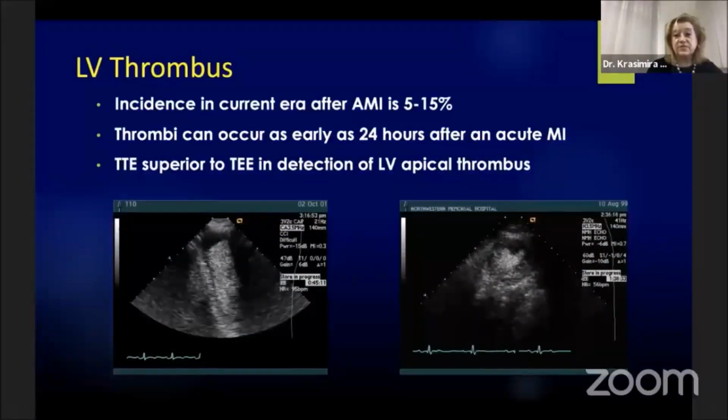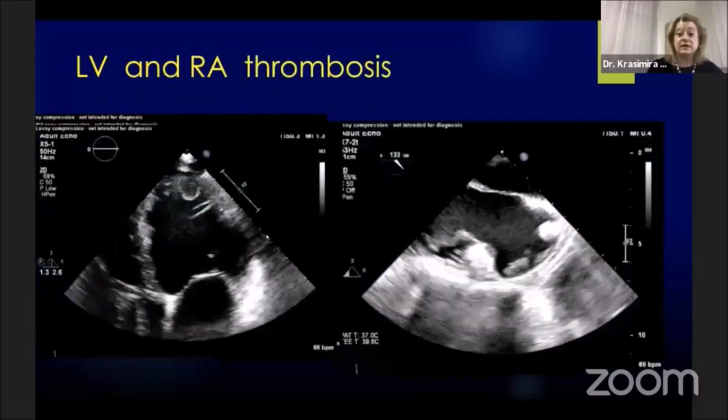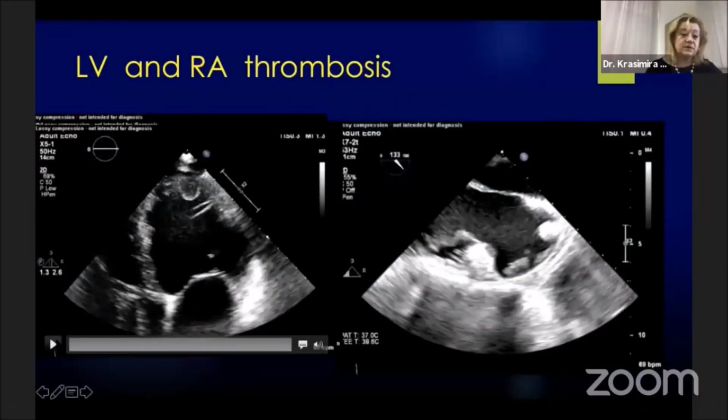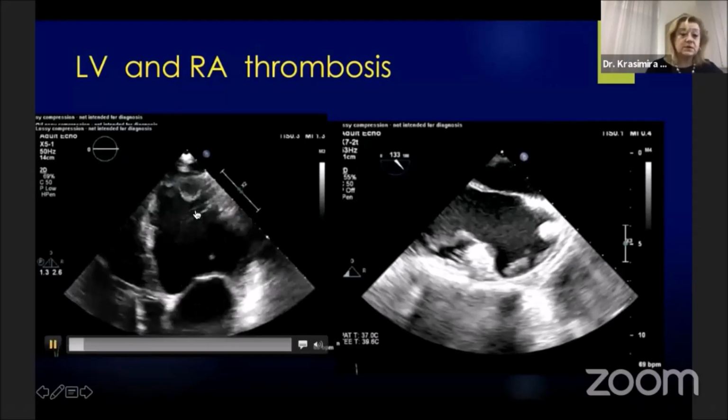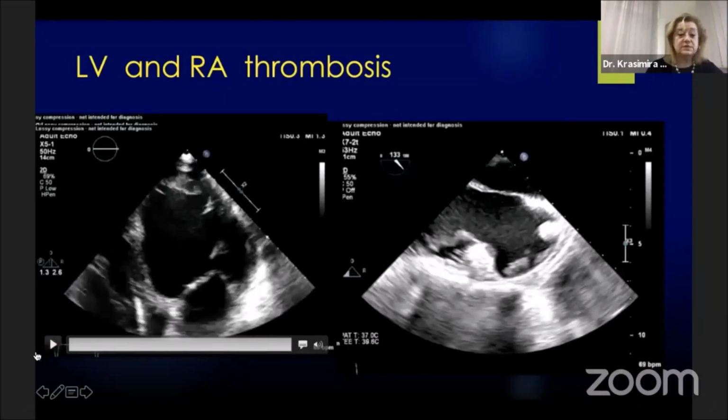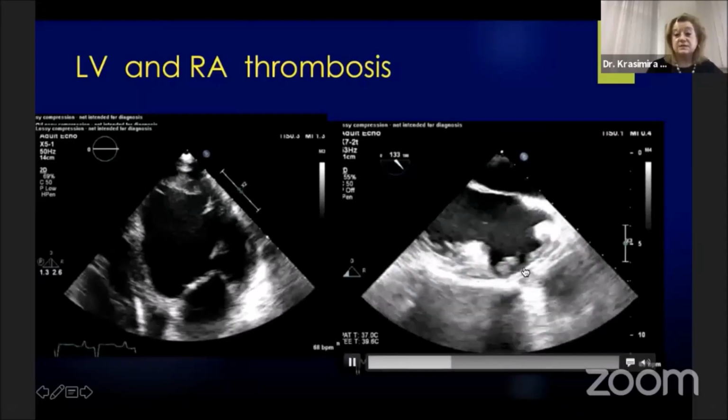So the masses we can find in the ventricle. This is left ventricle thrombus, very common in the current era of acute myocardial infarction. We can find it in 5 to 15%. Thrombi occur in the early 24 hours after acute myocardial infarction. Here is one anterior myocardial infarction with a hypokinetic apex of the left ventricle, and one huge thrombus, which is located toward the zone of the ischemia. And this is very unusual.